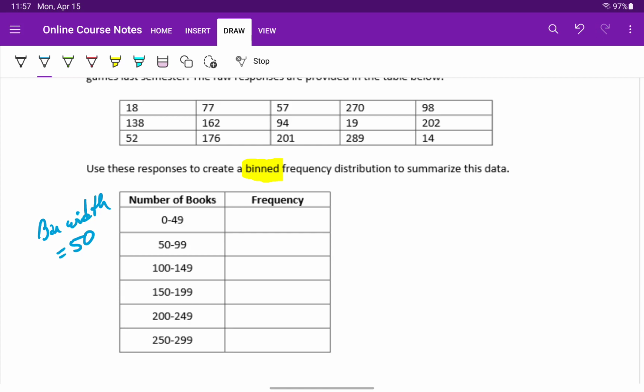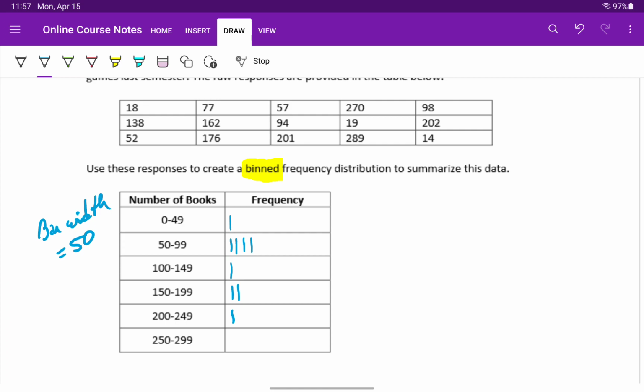We'll go number by number and just put a tally mark or somehow count up the number of times we get something in each bin. So our value of 18 would fall into this first bin. 138 would fall into the third bin. 52 would fall into the second bin. 77 is also in that second bin. Then we would get 162 and 176 both occurring in the same bin. 57 would be in the third bin, along with 94.